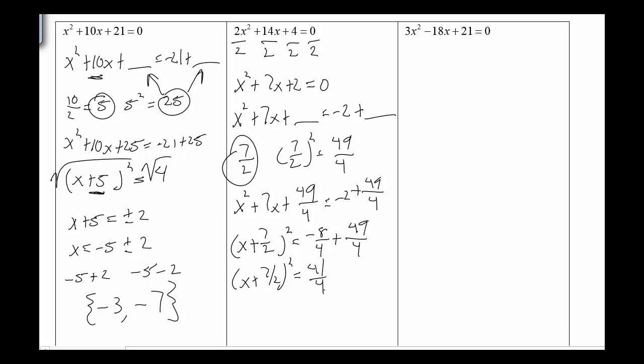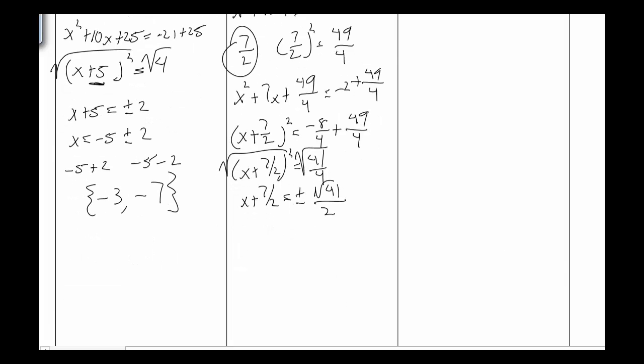And now I want to apply the square root method. So the square root method would be, square root both sides. X plus 7 halves, so I'm doing the parentheses there, equals plus or minus the square root of 41 over 2. A little more room here. Then I want to subtract off that 7 halves.